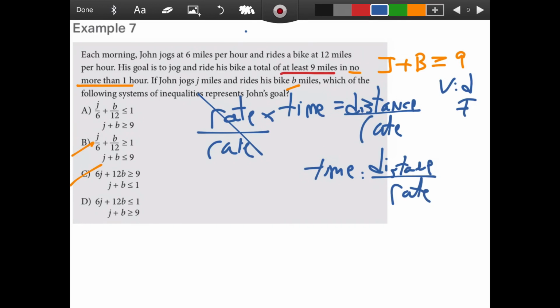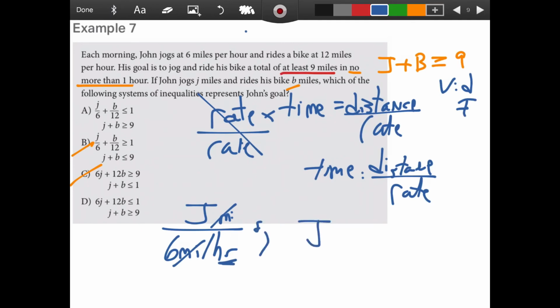Okay? So if John jogs J miles, that's his distance. So J miles is going to be his distance. And his rate of jogging is 6 miles per hour. So J miles over 6 miles per hour. These miles are going to cancel, and when we have a denominator on the bottom of a fraction, that's going to jump up top, and we get J over 6 hours.